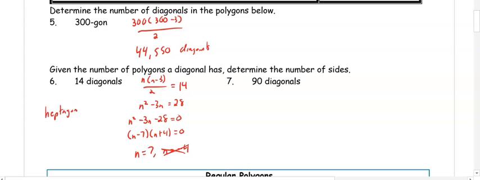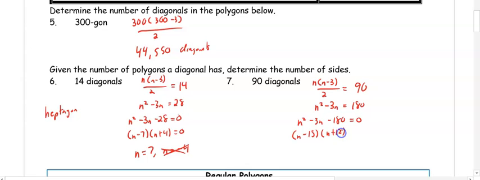In number 7, we have 90 diagonals. So we have n times (n minus 3) over 2 equals 90. We multiply both sides by 2, so n squared minus 3n equals 180. We move everything to the n squared side, so n squared minus 3n minus 180 equals 0. What multiplies to negative 180 and adds to negative 3? We have (n minus 15)(n plus 12) equals 0. So n is 15 and negative 12. We can't have negative side lengths, so this is a 15-gon.